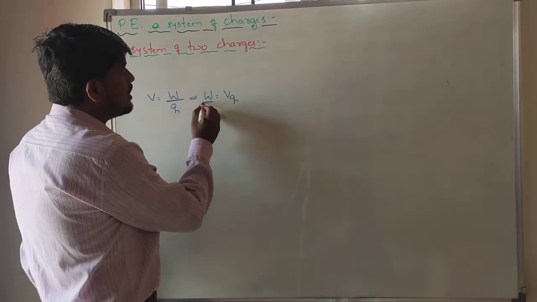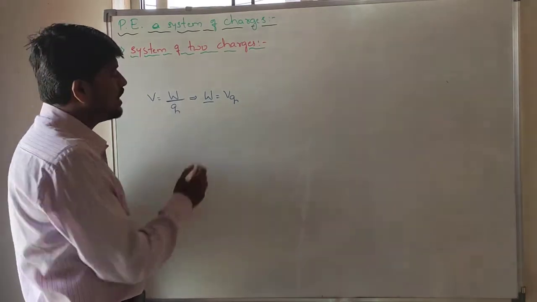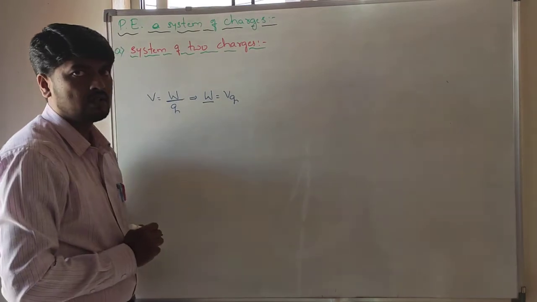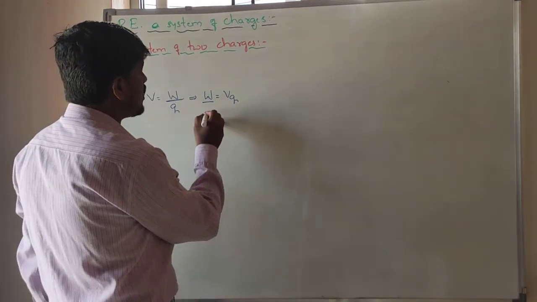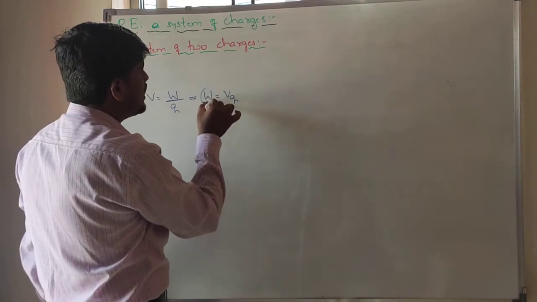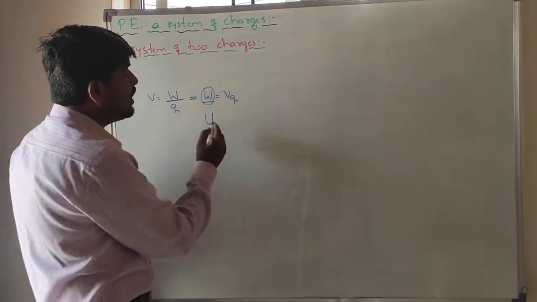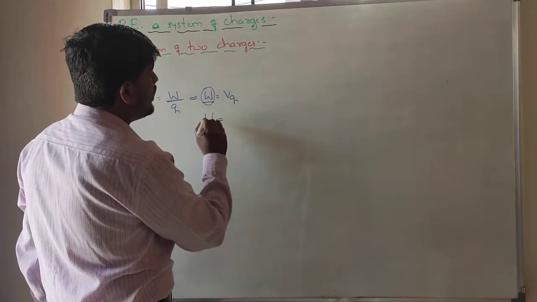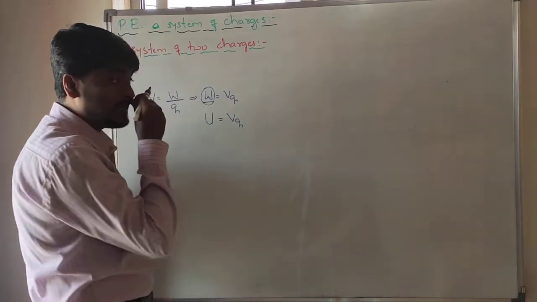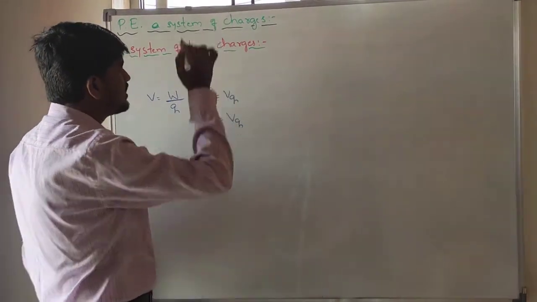That means energy is equal to potential into the charge, because work done is expressed in joules. Hence, in this topic, the potential energy of a system of charges, instead of W, I am using the alphabet U, that is potential energy. U is equal to V into Q, where Q may be a unit positive charge or it may be another charge, because it is a system of charges.